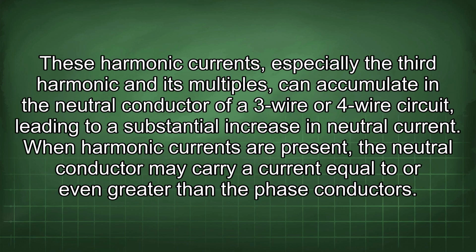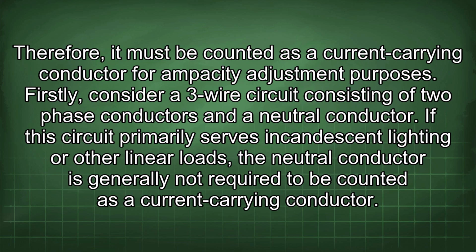These harmonic currents, especially the third harmonic and its multiples, can accumulate in the neutral conductor of a 3-wire or 4-wire circuit, leading to a substantial increase in neutral current. When harmonic currents are present, the neutral conductor may carry a current equal to or even greater than the phase conductors. Therefore, it must be counted as a current-carrying conductor for ampacity adjustment purposes.